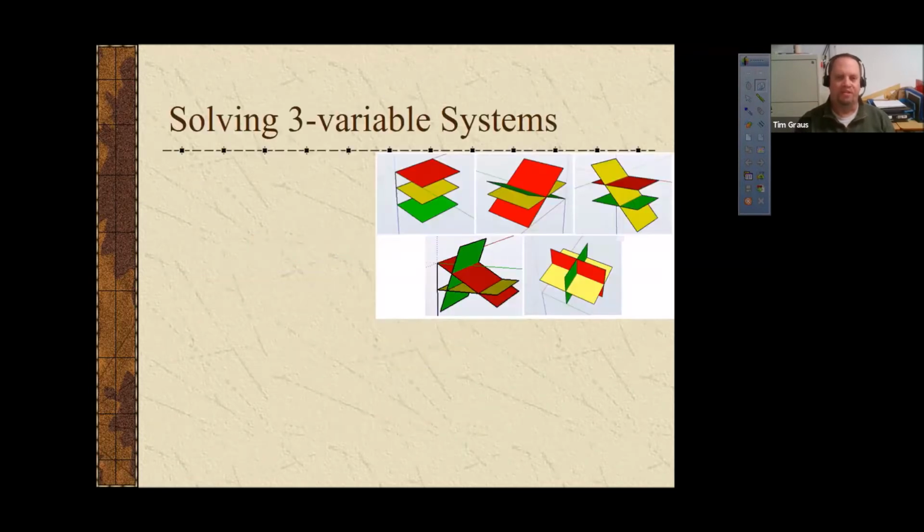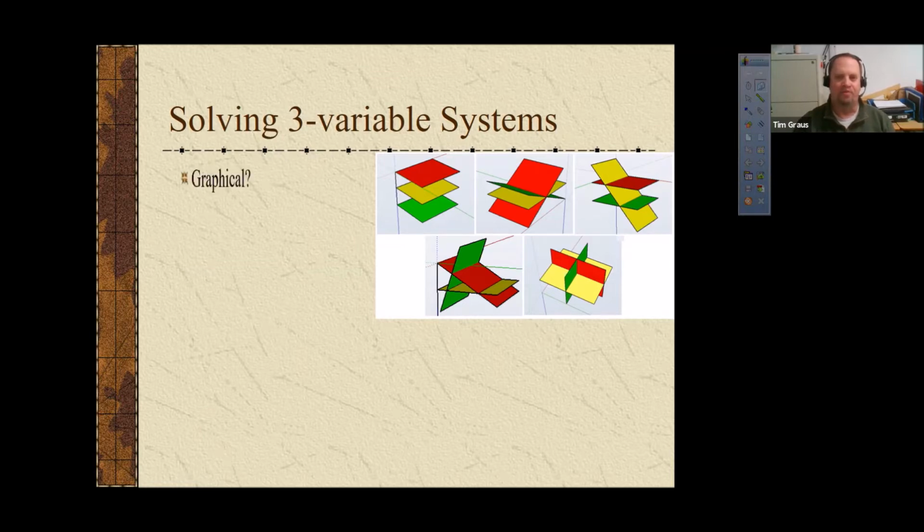In the last section, we solved some systems of equations, mostly involving two variables and two equations, but we also solved some systems that had three variables and three equations. So what are some strategies we could use for solving a system that's that large?